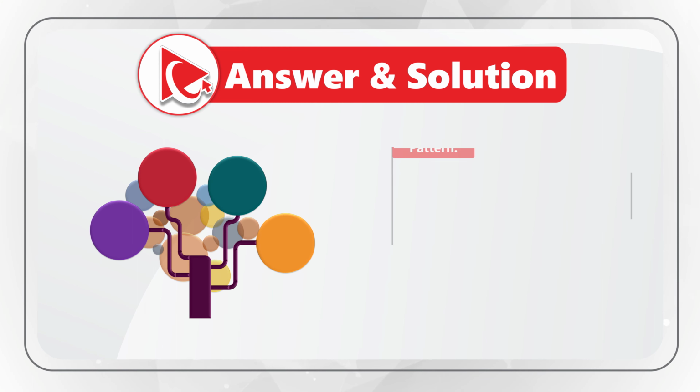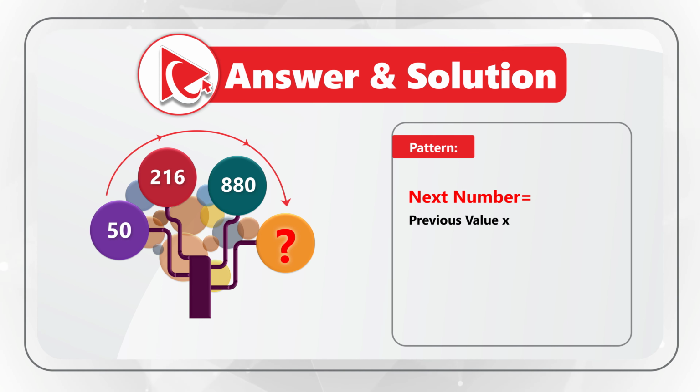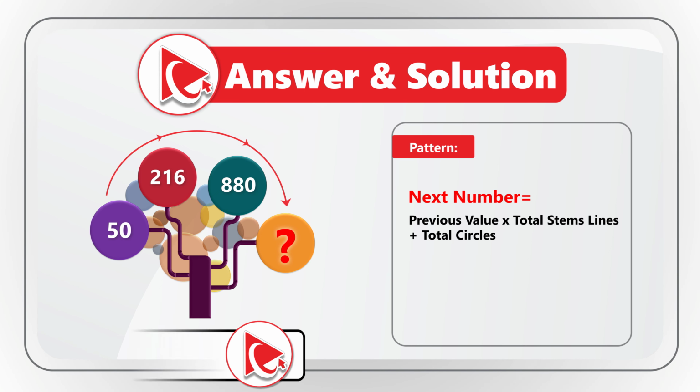The pattern here is rather simple, but it takes a little bit of time to detect it. If we start from the left, from the smallest number, and go clockwise, the next number is calculated as the previous value multiplied by the total number of lines plus the total number of circles. Let's look at the example.